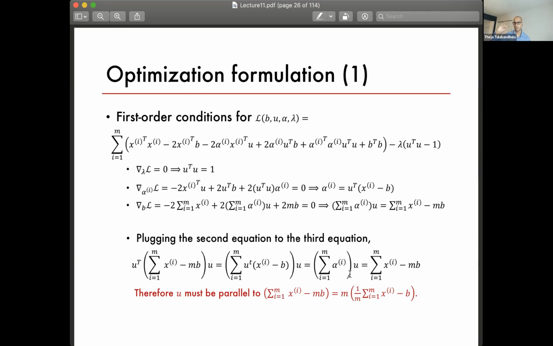So the left hand side is some vector, right? It's some scaled version of u. The right hand side is also a vector, a sum of a bunch of data point vectors. So basically what we see is that the vector u must be parallel to this summed up vector, the sum of xi's minus b. If you take m common, then u has to be parallel to this averaged vector of the original data points minus b. That's what I wanted to drive home in this slide: u has to be parallel to an average of the original data point vectors.